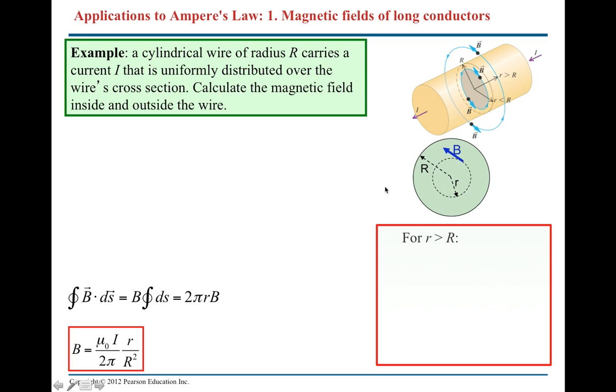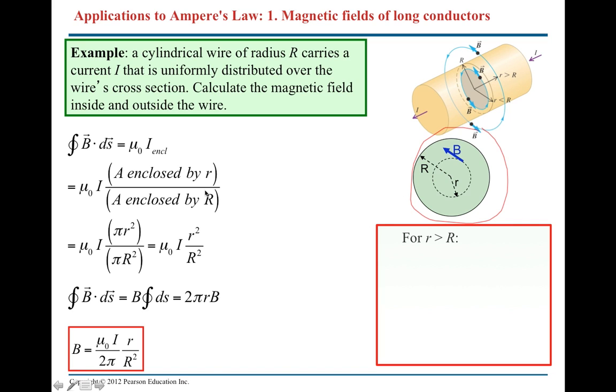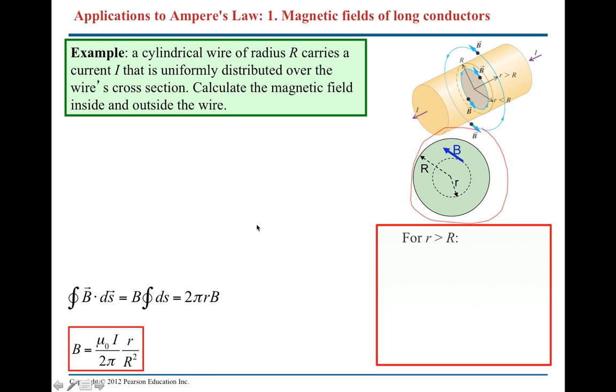So outside, what do I have to do? We've done this in class, so I'm not going to worry too much about it. The first thing is to construct an Amperian loop. This is my Amperian loop, which is an imaginary loop, with radius r. If I'm inside, it will be r less than big R. If I'm outside, this will be my Amperian loop, which is outside the wire. Let me do the outside first.